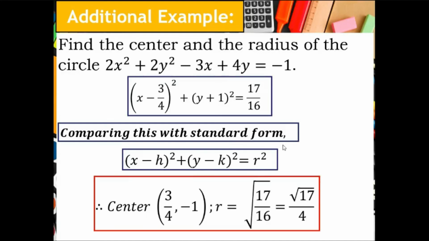So therefore, our center here is 3/4, negative 1, and for our radius, we simply get the square root of 17 over 16, which is equal to the square root of 17 over 4, which is also the same answer as what we got for method 1.